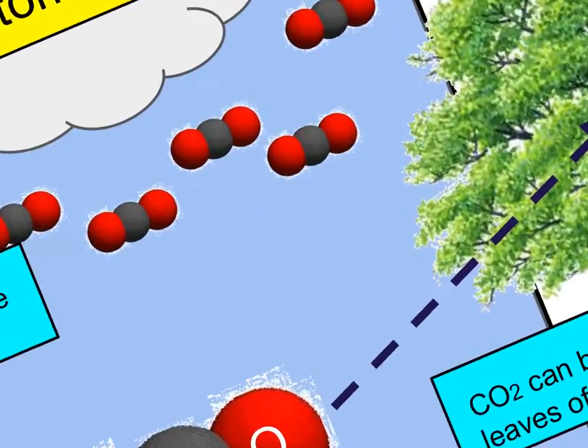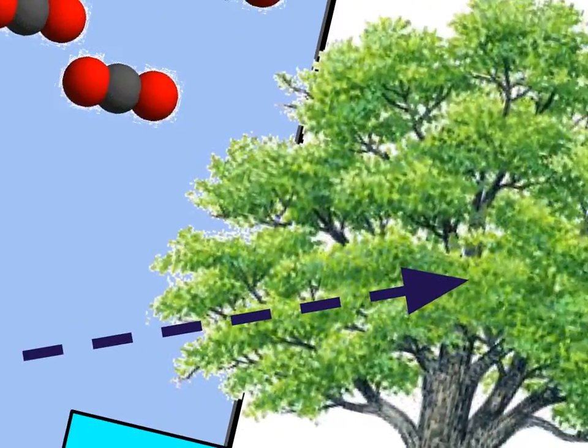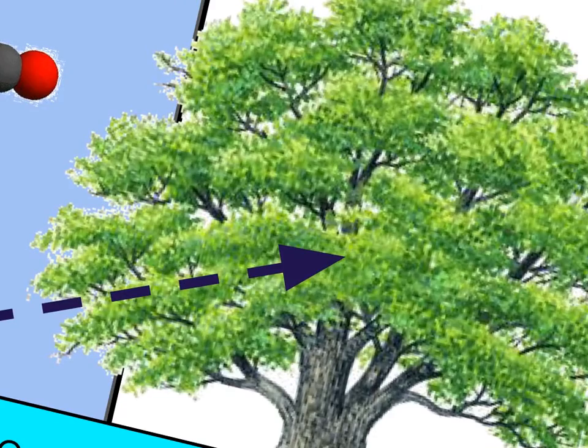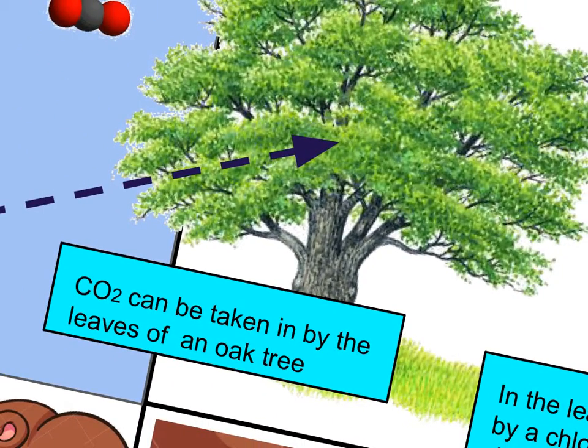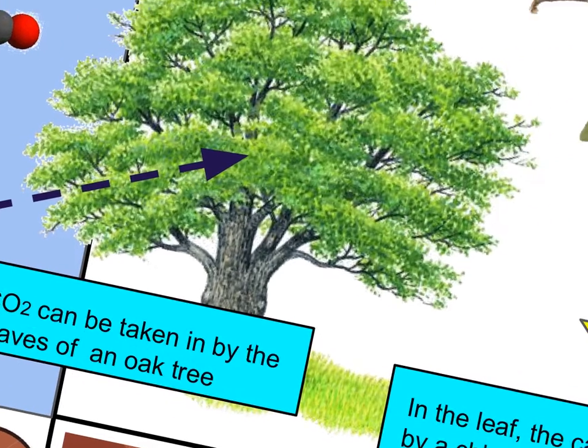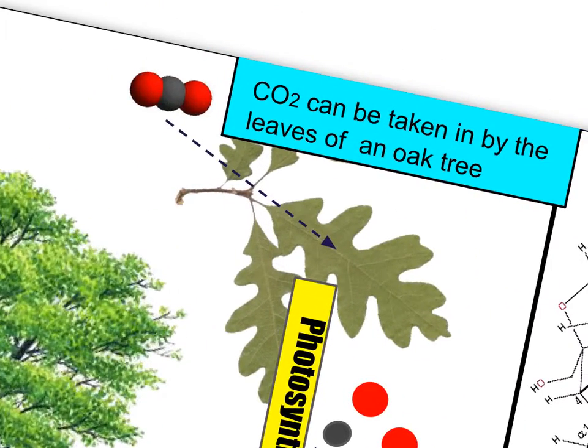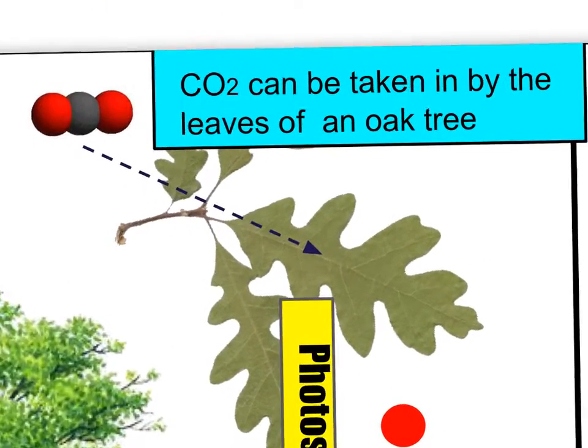but if it so happens to get too near a tree, it might actually be sucked in by that tree. And so what we're going to have here is that the CO2 is going to end up getting too close to a leaf of a tree, and it's going to be soaked into this oak tree here.